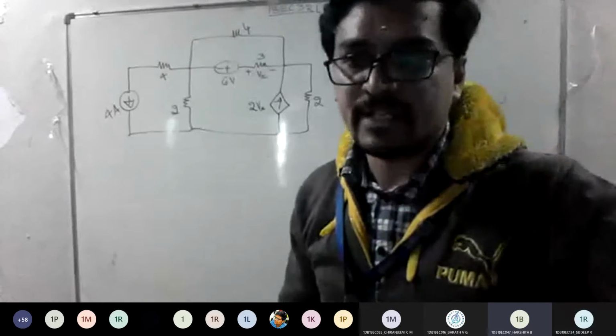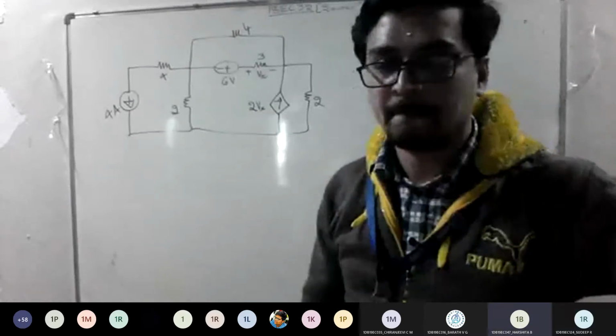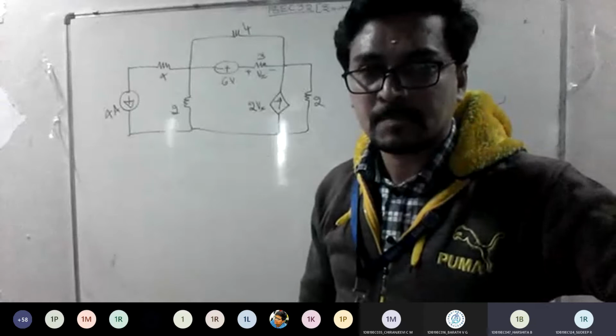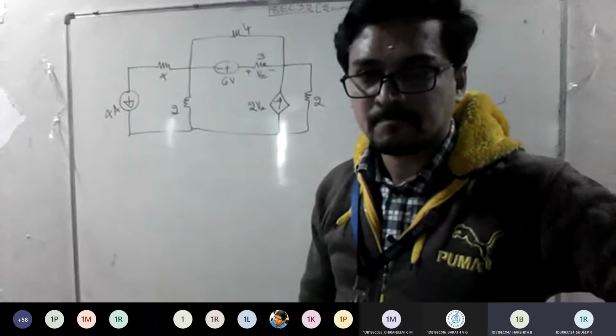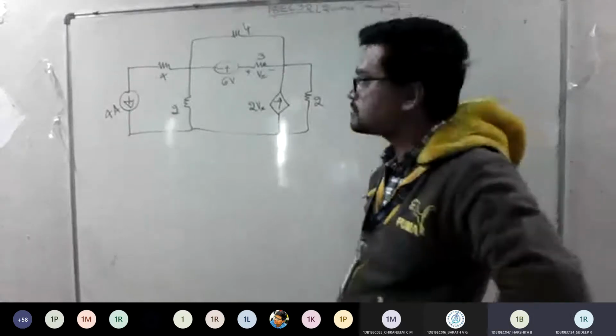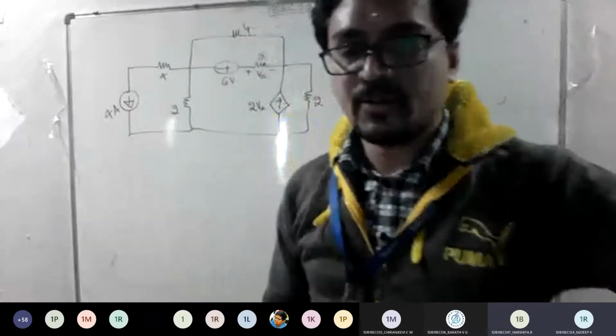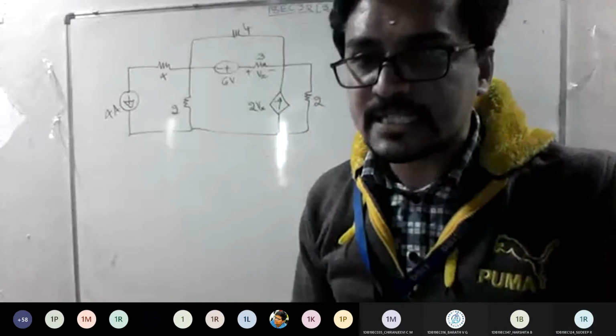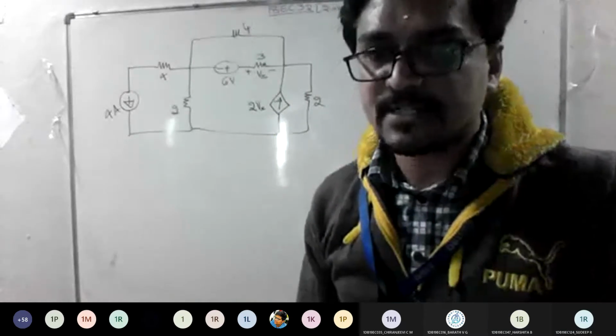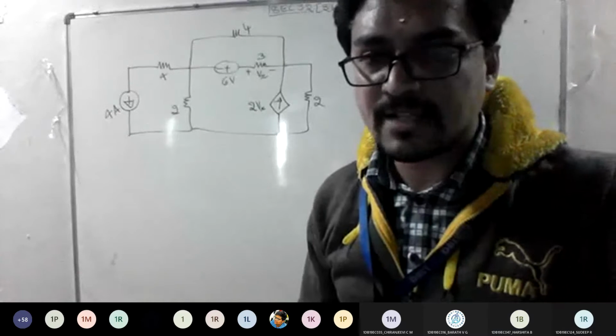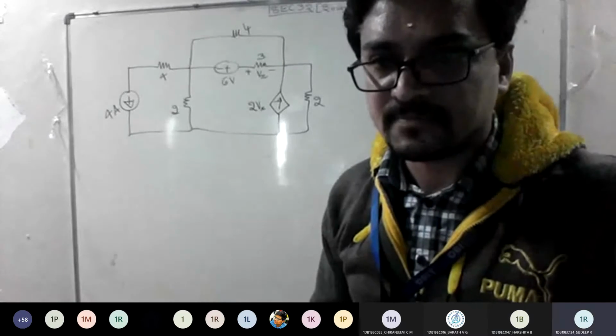What can be done? Can we eliminate anything anywhere? So the 4 ohm can be eliminated. Very good. Why? Redundant resistor. Very good. Whenever you have a current source in series with any resistor, it is called a redundant resistor.